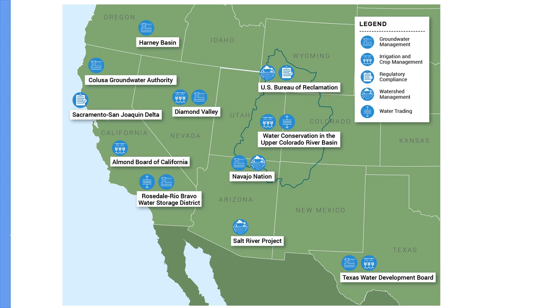OpenET has taken a user-driven approach, and development of the platform Data Explorer and Data Services has been informed by 12 use cases across the West. Use cases include applications of ET data for groundwater management, irrigation scheduling, watershed management, regulatory compliance, and water trading. The Diamond Valley use case, where we are comparing OpenET to groundwater pumping records, estimating historical consumptive use, and comparing these estimates to previous estimates of consumptive use.